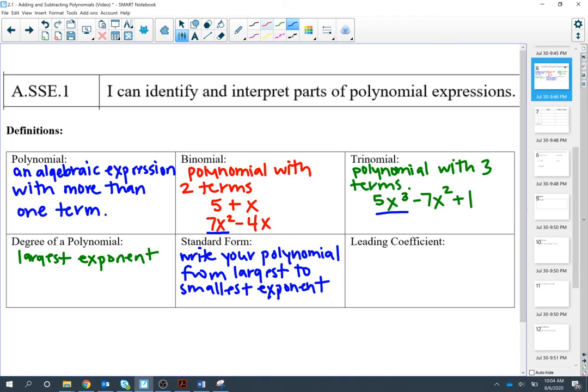Last but not least is your leading coefficient. It is the number in front of the largest degree. So you have to identify what the degree is. Of course, that's going to be the largest one, and then you just look at the number in front.